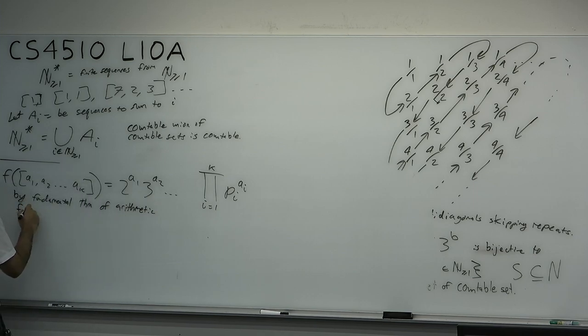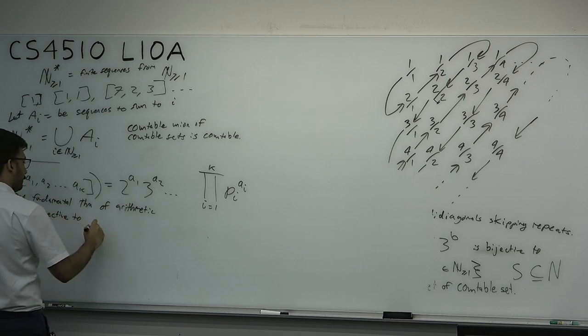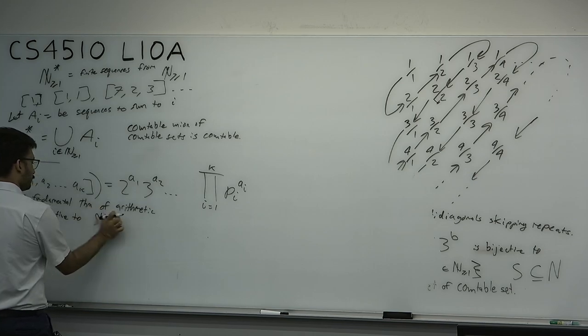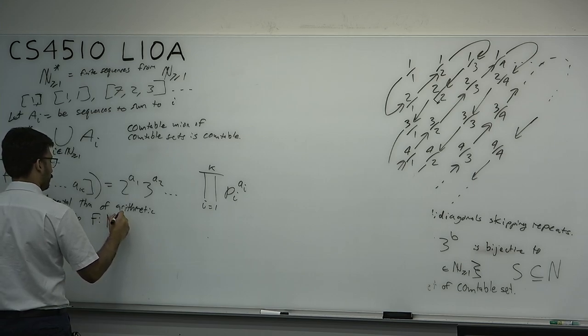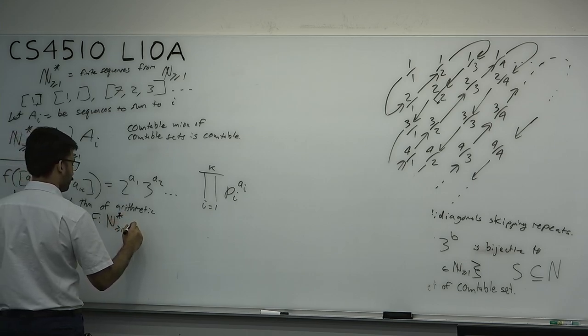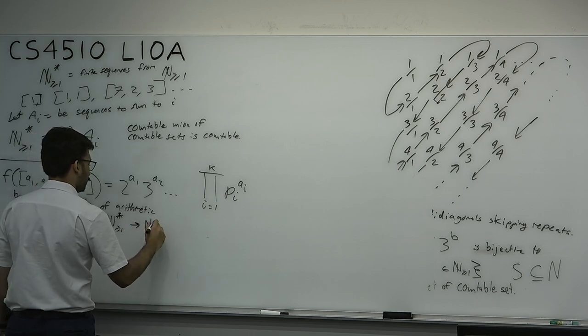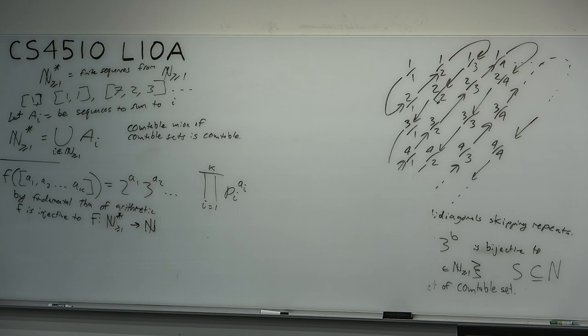Fundamental theorem, F is injective to naturals. If it takes on a sequence and outputs a number. Okay, so certainly it maps the image of F here. Right, so subsets of countable sets are countable. There's a third way I want to enumerate.